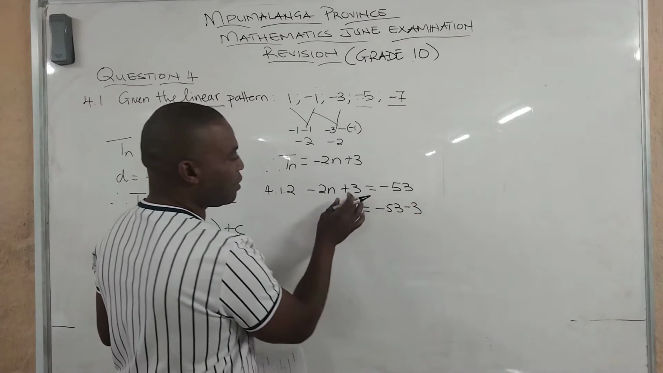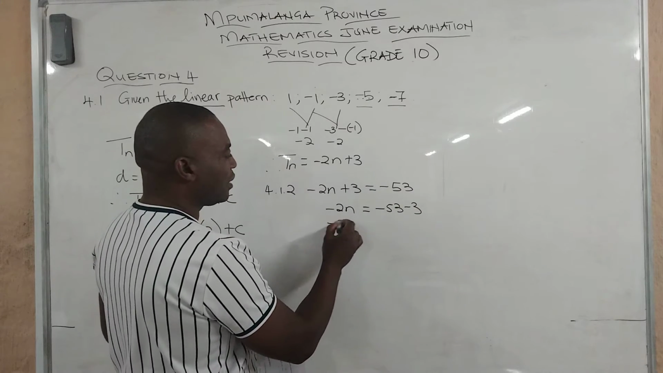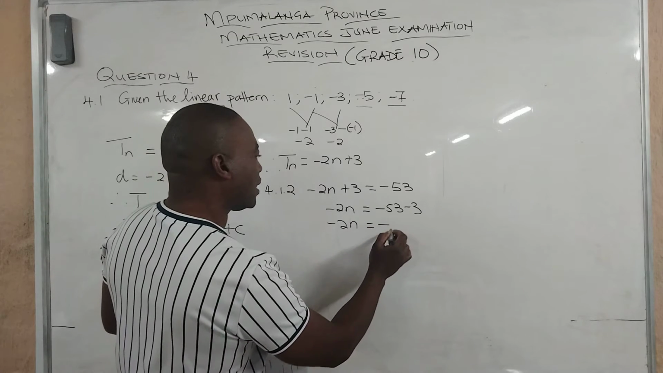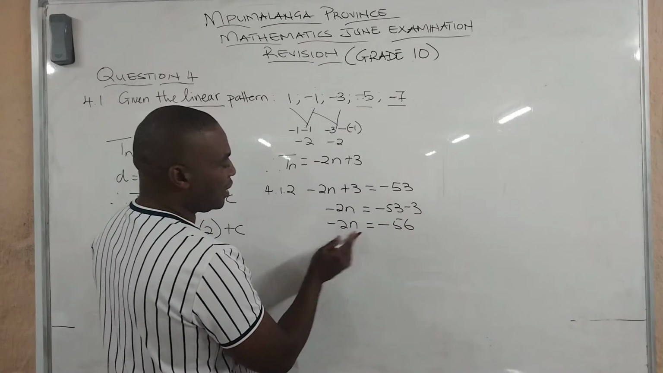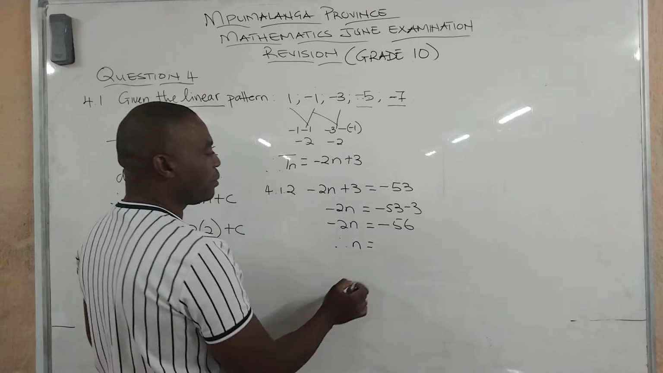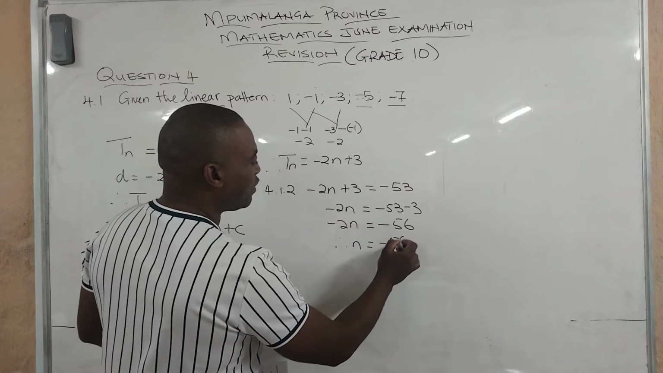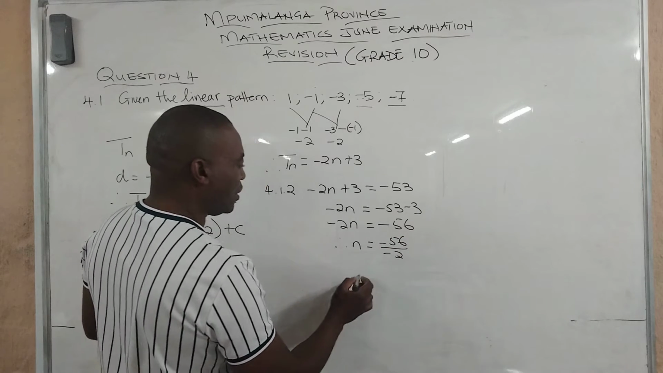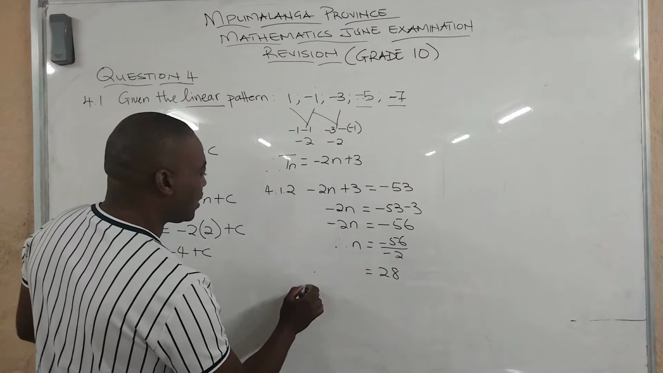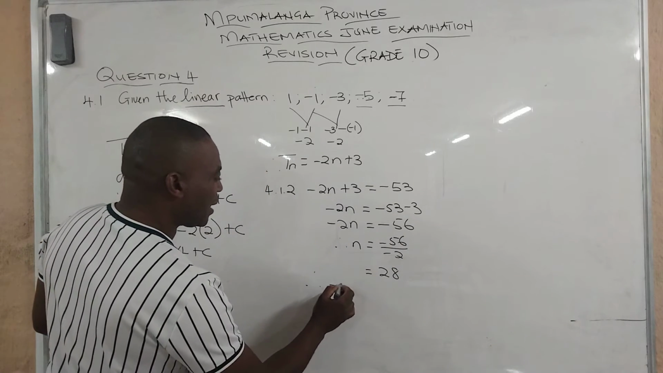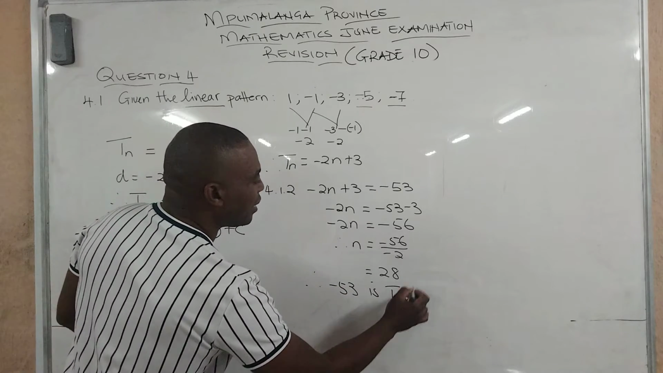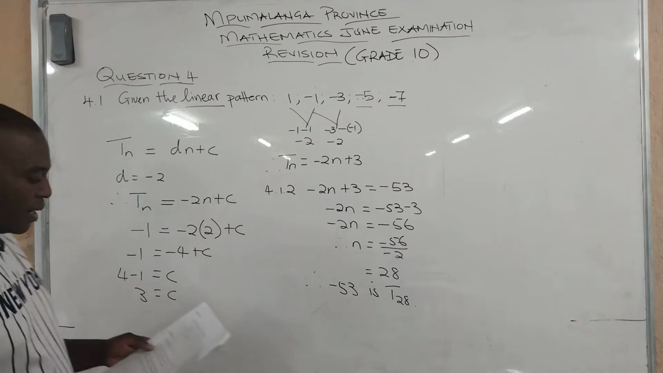-53 minus 3. The positive 3 becomes negative, that is -2n is equal to negative 56. Then we divide by negative 2. Therefore, n will be equal to negative 56 divided by negative 2, which will give us 28. So we are saying, therefore, negative 53 is T28. All right.